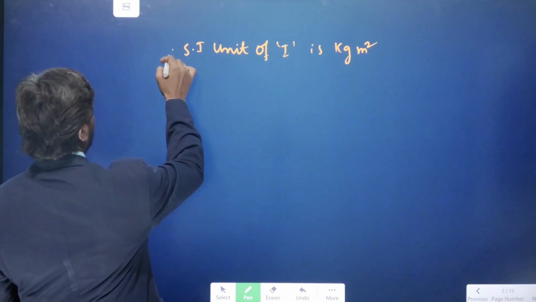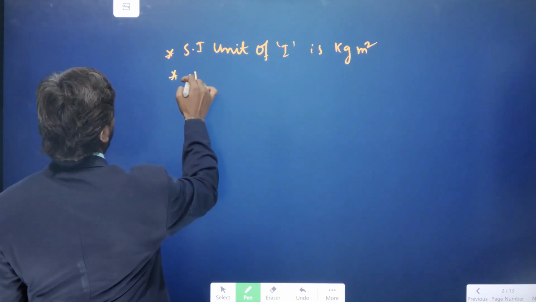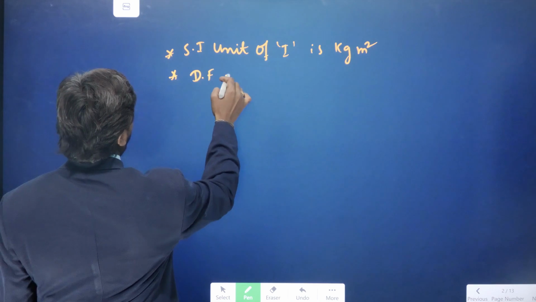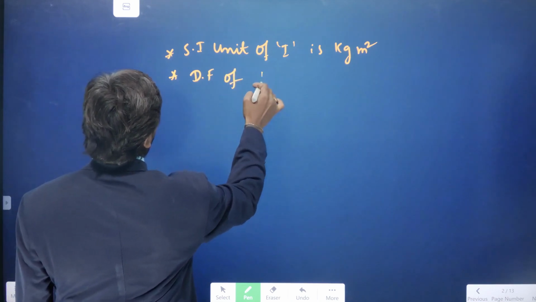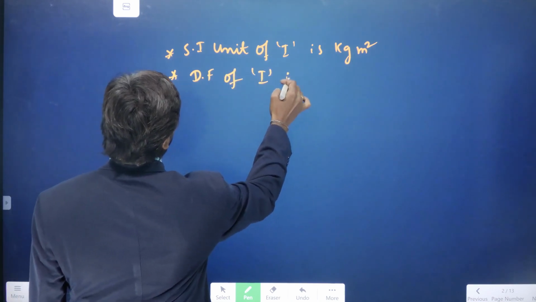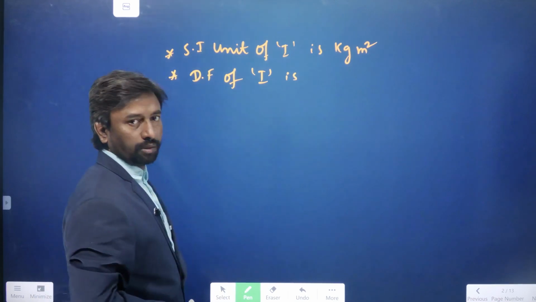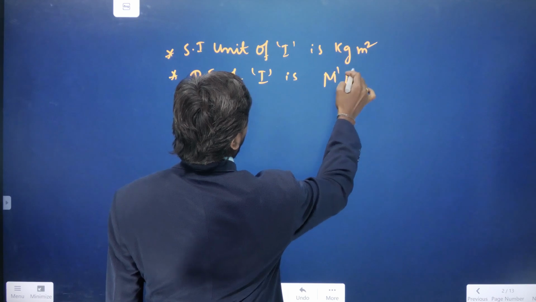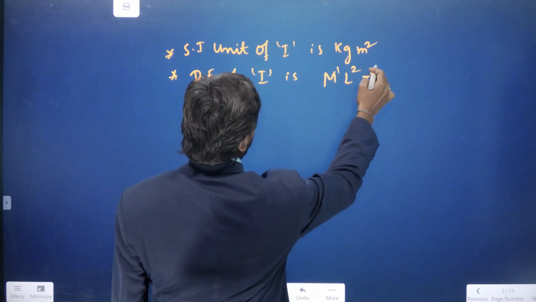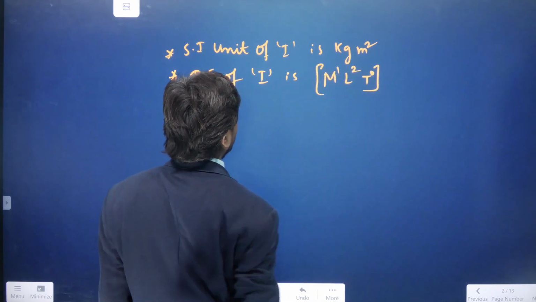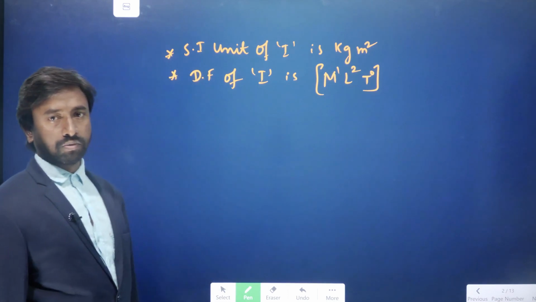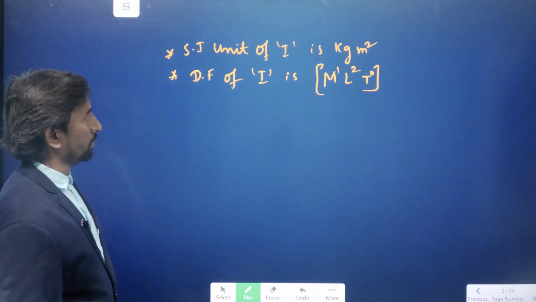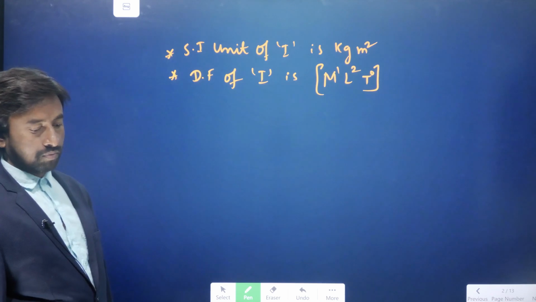Now what can we write for the dimensional formula? Dimensional formula of I: kg is denoted by capital M, so M power 1, L power 2 and T power 0. There is no T term, so the dimensional formula is M L square.